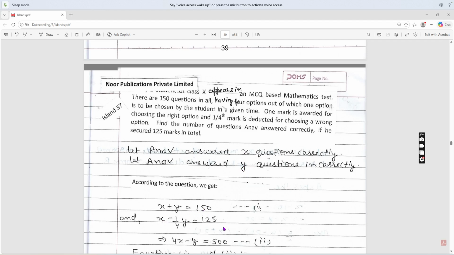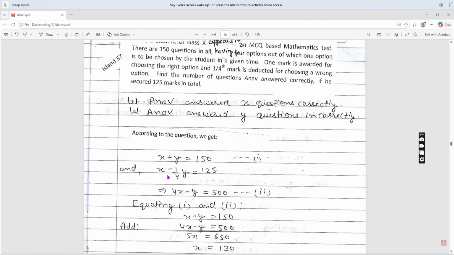Now it is the distribution of the marks. 1 mark per right question would be plus 1. So plus 1 into x would give us plus 1x or simply x. And y into minus 1 by 4 will give him minus y upon 4, or minus 1 by 4 into y. Now we are just going to take the LCM of this.